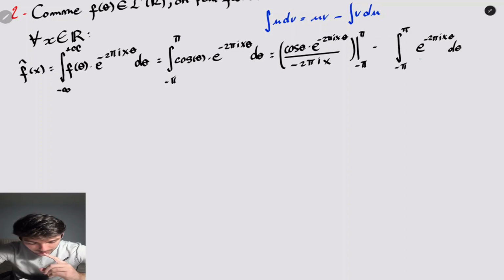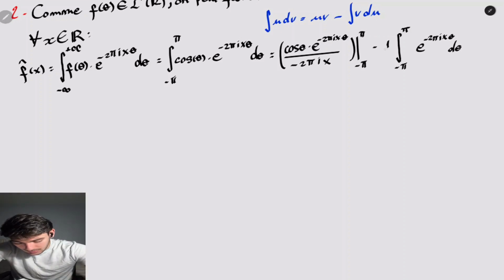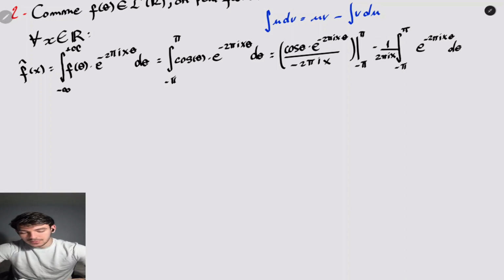Here we are dividing it by minus 2 pi ix. So these are constant terms. I'm going to take it off of the integral. So 1 divided by 2 pi ix. And it is negative, so it will cancel out with this negative here. So I'll put a positive sign.